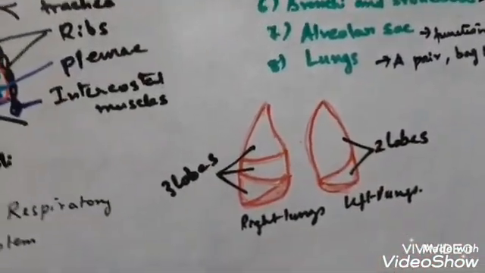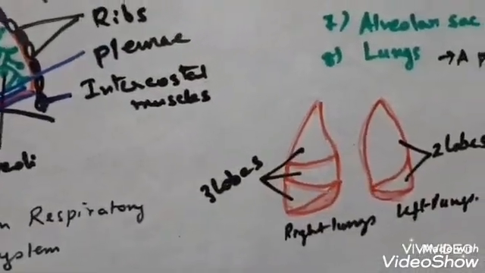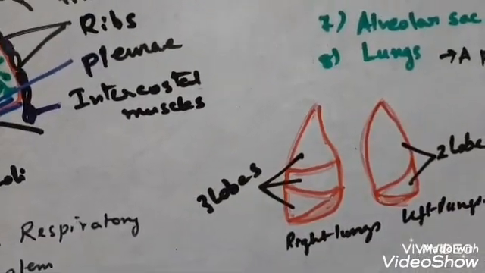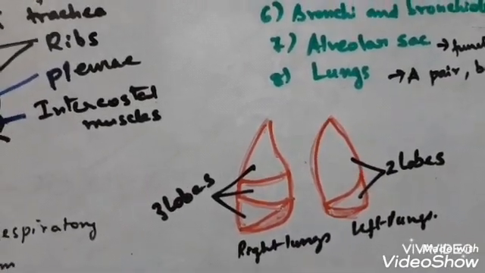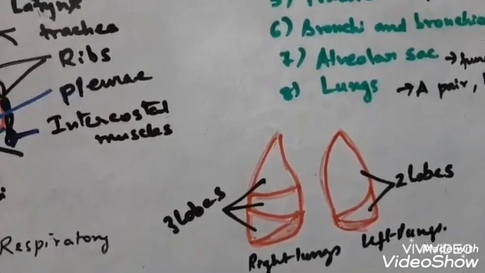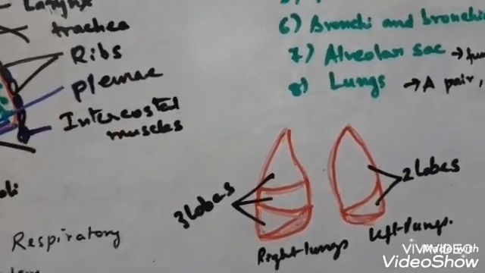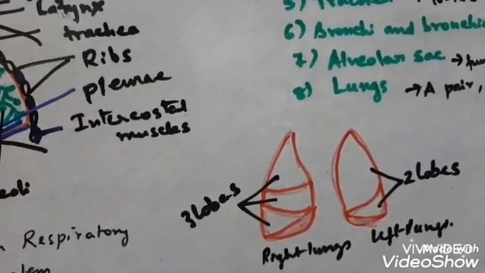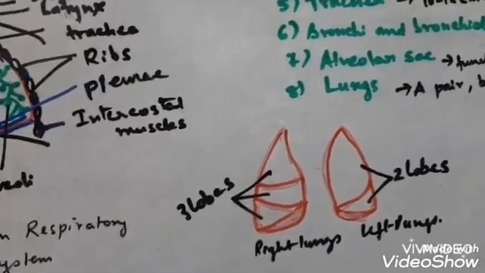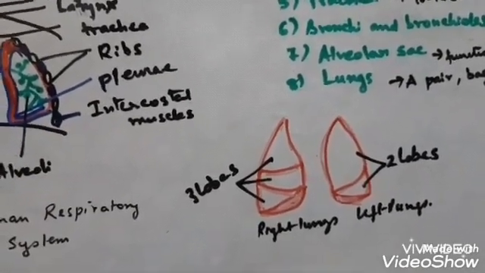Now these are the two lungs, right lung and left lung. This is the right lung, this is the left lung. Now the right lung, you can see, has three lobes. The right lung is comparatively larger than the left lung. The left lung has two lobes. Now these lungs lie within the rib cage. Clear? Now why is the right lung larger than the left one? Because to accommodate the heart, the left lung is slightly smaller, because you know the heart is slightly aligned towards the left.